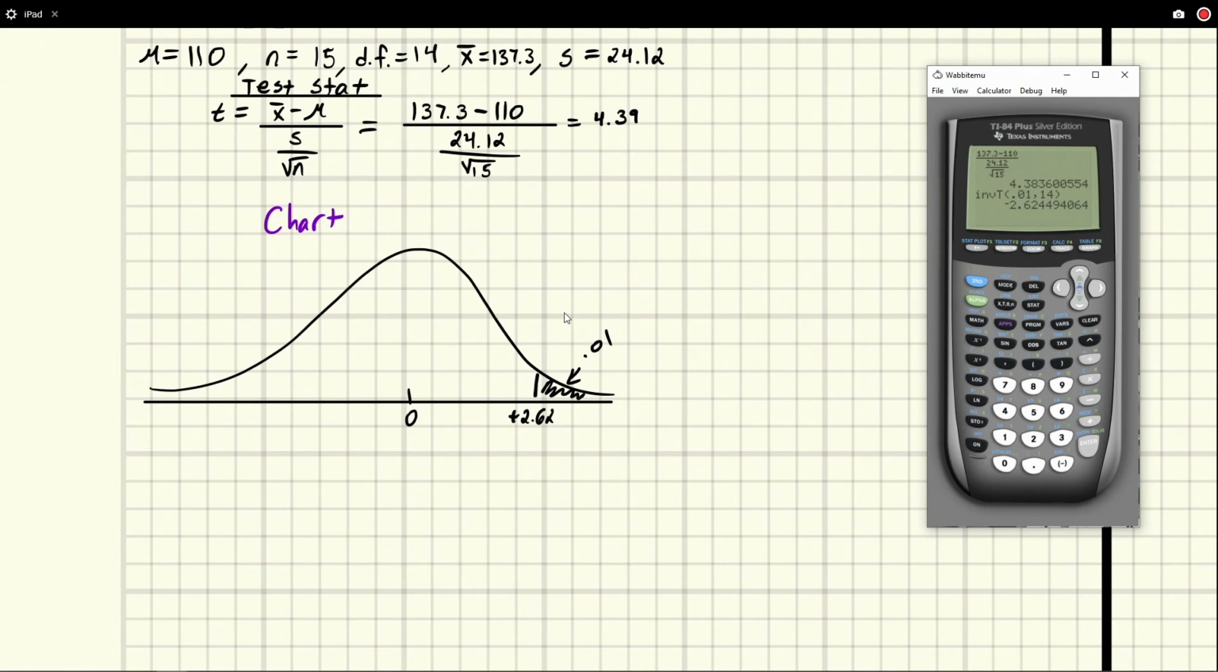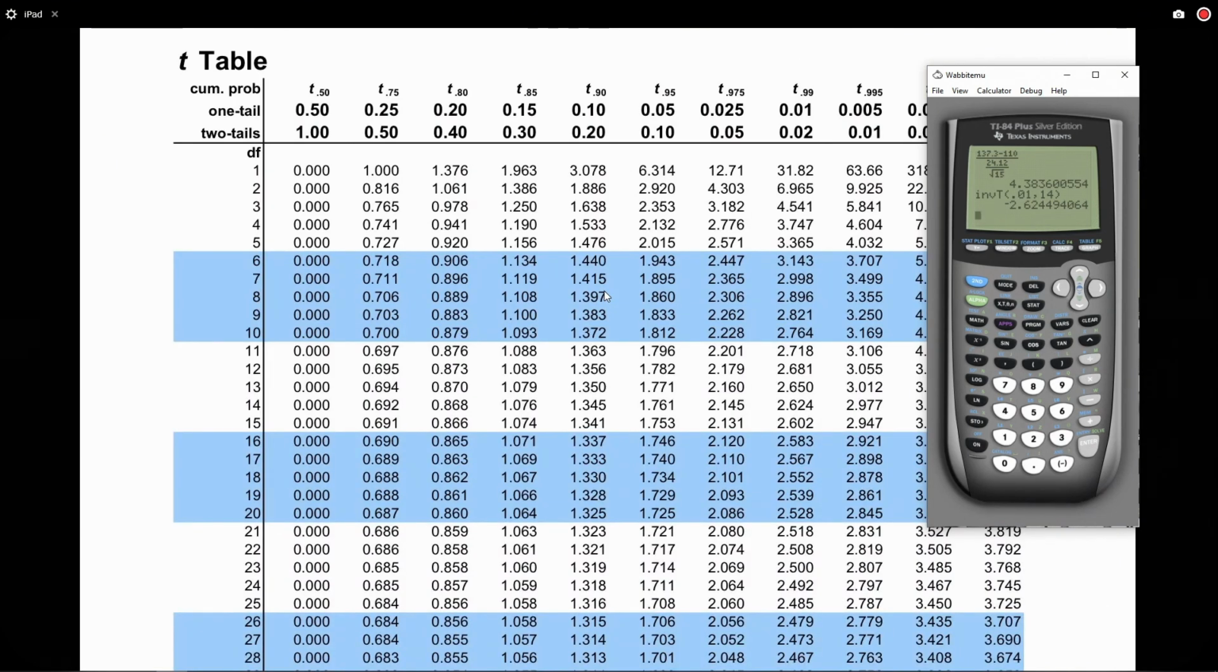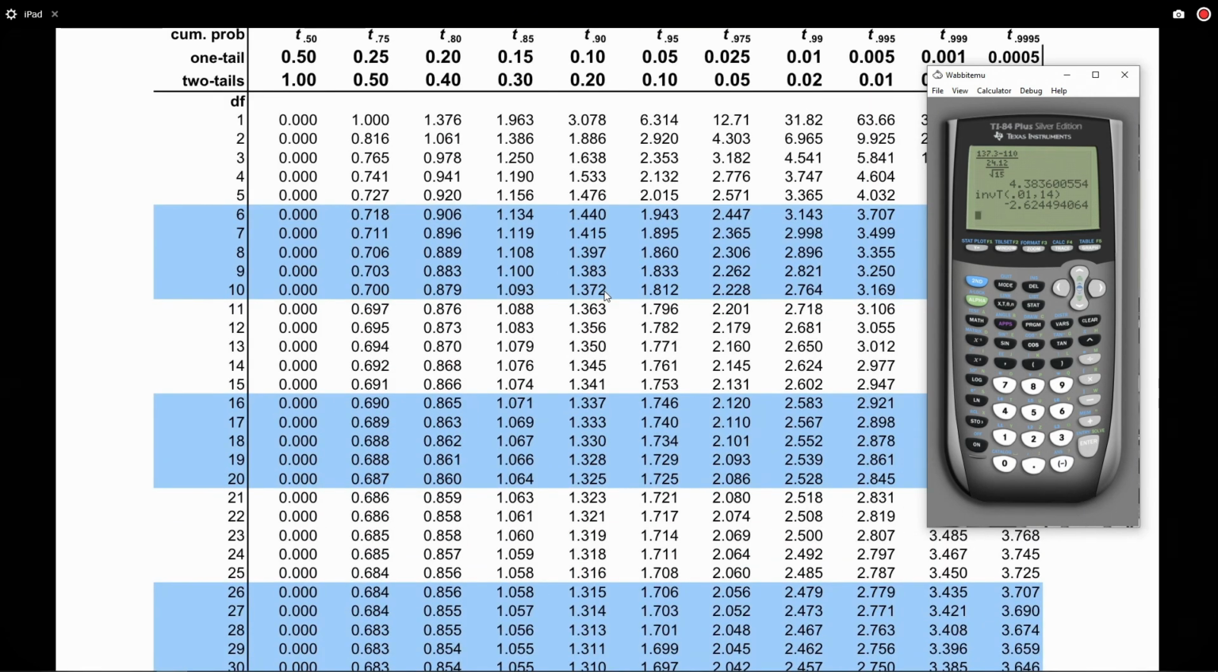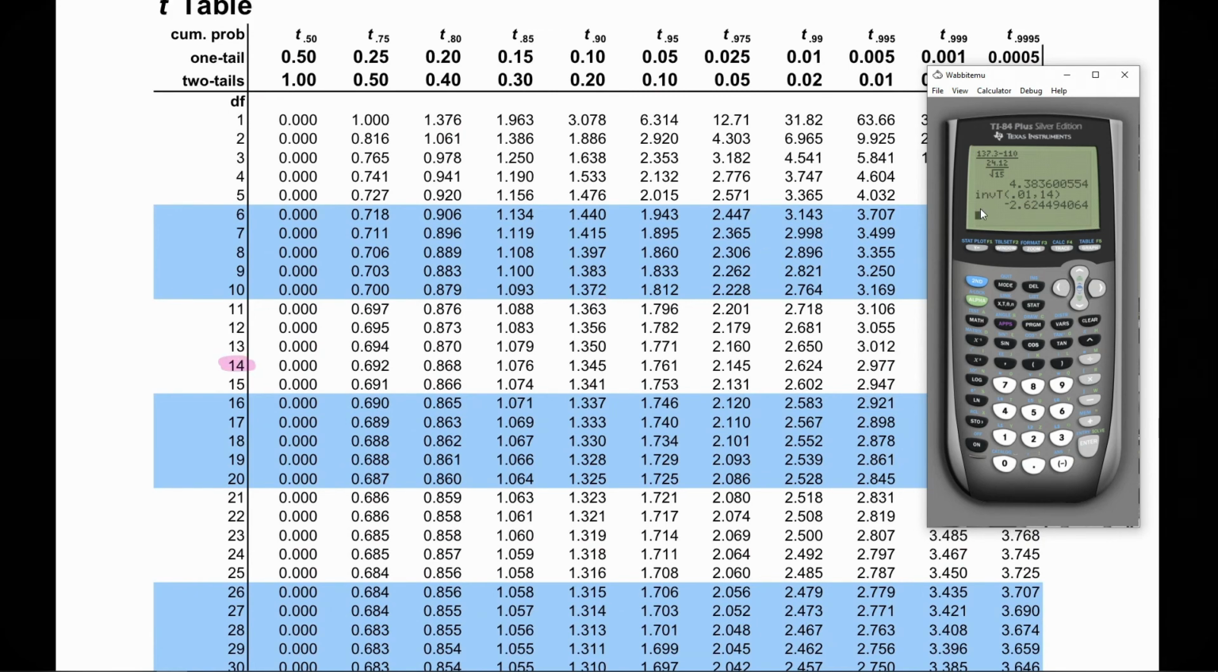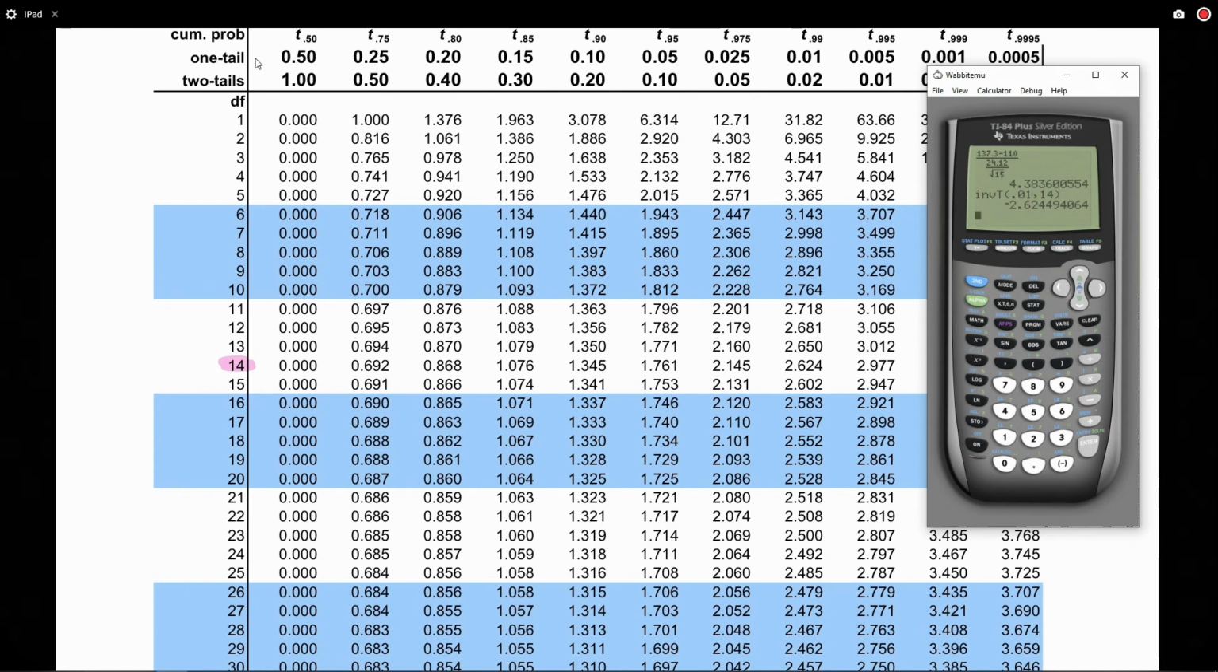Let's go ahead and find it on the chart. So on the chart, again, we need our degrees of freedom, which is 14. And we're looking for an area with 0.01 in one of the tails. So we're going to come to the t-table. And we've got our degrees of freedom of 14 right here. And we want an area of 0.01 in one of the tails. So we can see one tail, 0.01's right here. And if we come down, we get 2.624, which let me go ahead and just draw a line to that. We go up like that. So this is in one tail. That's the area in one tail, 0.01.